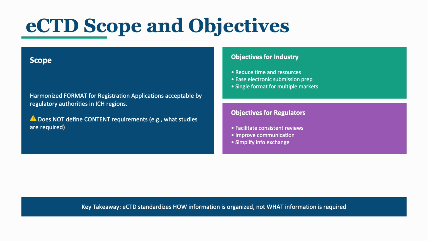Understanding the scope and objectives of the eCTD helps put everything in perspective. The scope is clear: eCTD provides a harmonized format for registration applications. What it explicitly does not do is define content requirements. The objectives for industry include reducing time and resources to compile applications, easing preparation of electronic submissions, and enabling a single format for multiple regulatory markets. For regulatory authorities, objectives include facilitating reviews, improving communication with applicants, and simplifying exchange of information between regulators.